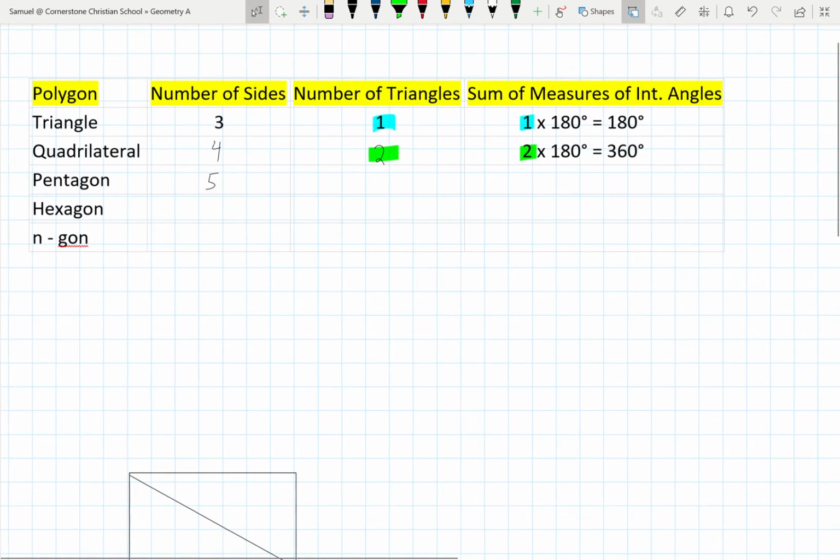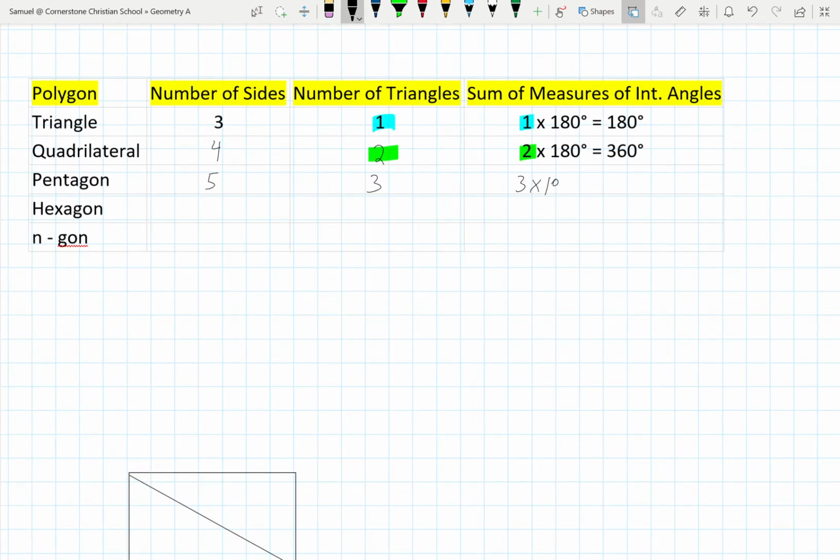And so the triangles that I figured out were 3. So I'm going to take 3 times 180 degrees. That's going to be 540 degrees as my total. 540 degrees is the sum of all of the measures of the interior angles.